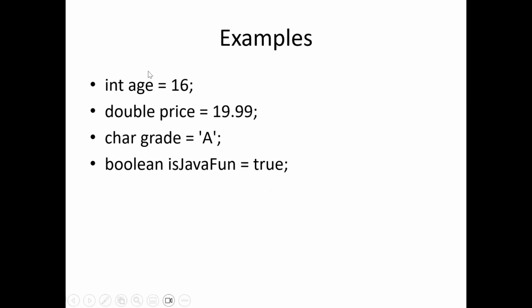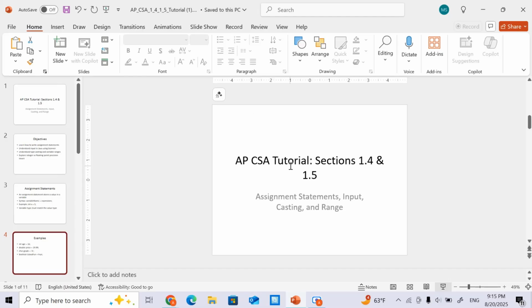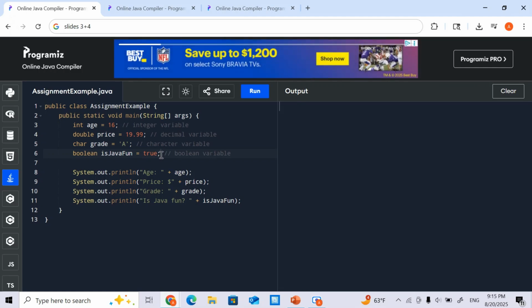Here we are assigning the variable age to 16, and 16 is an integer, double price to 19.99, and char grade to 'A', as well as boolean isJavaFun to true. I can show you this in a live example here.